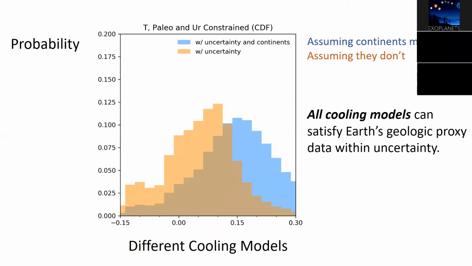Performing all of those models using the geologic proxy data as constraints, we get these two distributions. These distributions are telling us for Earth which different cooling models are most probable. The primary conclusion we reach, regardless of whether we take into account continents or not, is that all cooling models can satisfy Earth's geologic proxy data within uncertainty. So even for the planet that we know best, we cannot rule out any of the plate tectonic models.